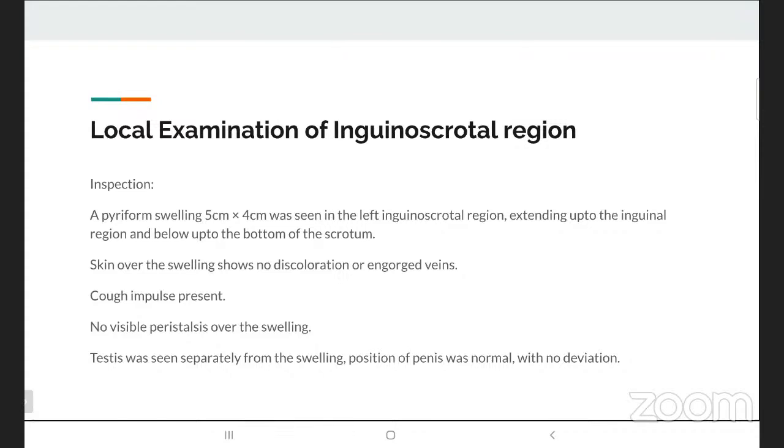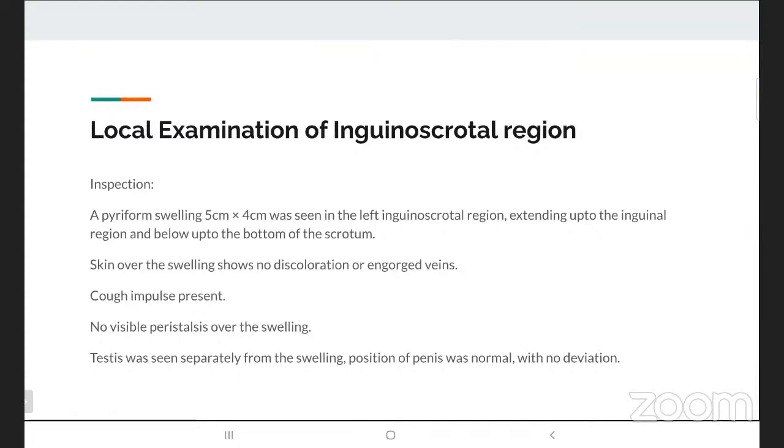Sir, on inspection of the inguinoscrotal region, there was a pyriform swelling of around 5 into 4 centimeters seen in the left inguinoscrotal region, extending up to the inguinal region above and below up to the bottom of the scrotum. The skin over the swelling showed no discoloration, engorged veins, or scar marks. Cough impulse was present. There was no visible peristalsis over the swelling, the testis was seen separately from the swelling, and the position of the penis was normal with no deviation.